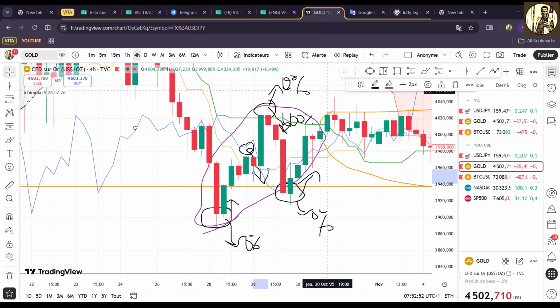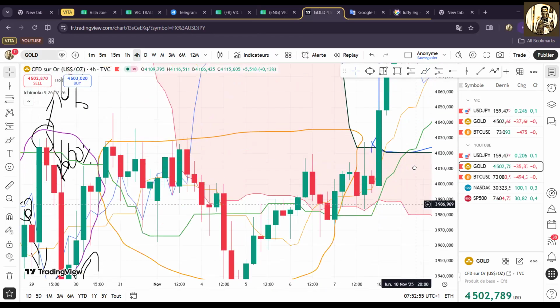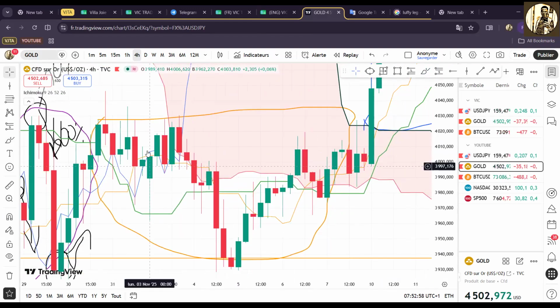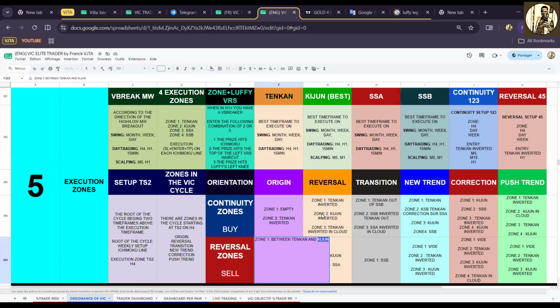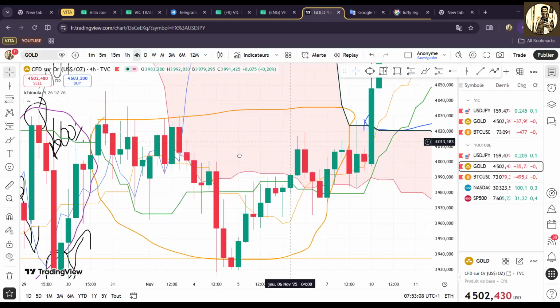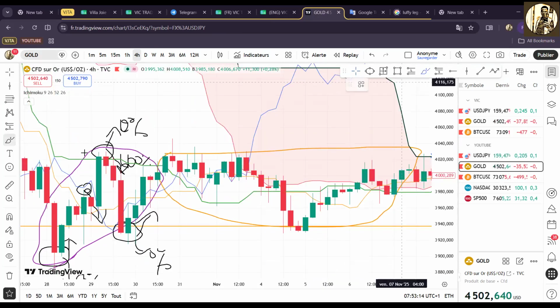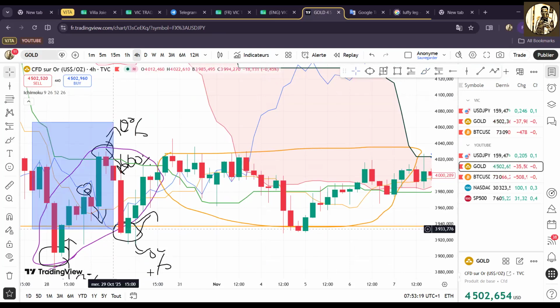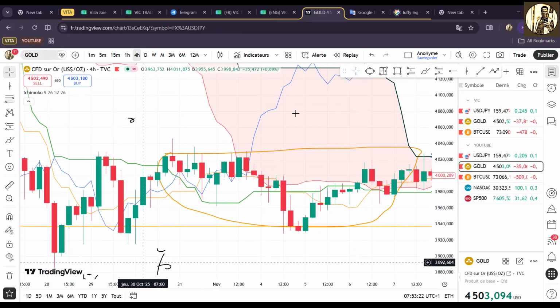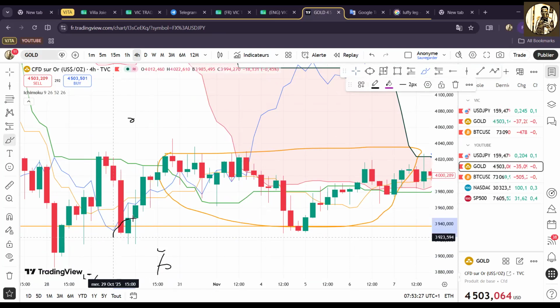So now let's do the reversal cycle. For the reversal cycle, you have continuity zone, continuity of the root direction on Tenkan inverted. Because the reversal cycle normally starts when the price starts touching Kijun. So let me do something. So the reversal cycle starts also here, and that is the continuity to the upside.